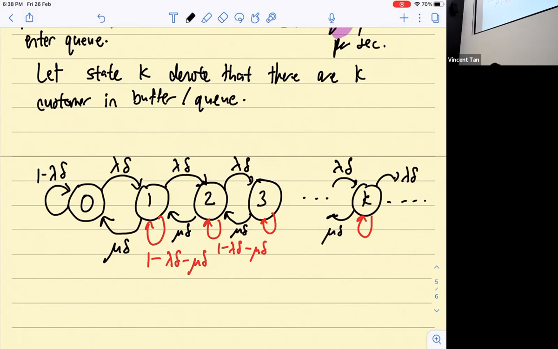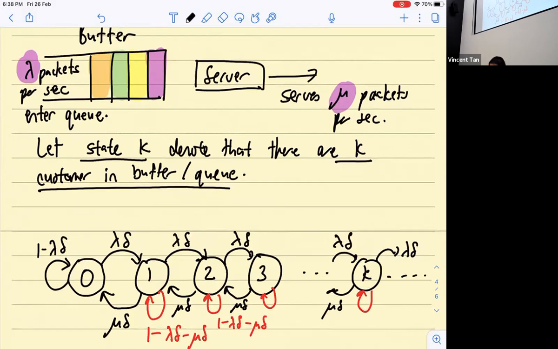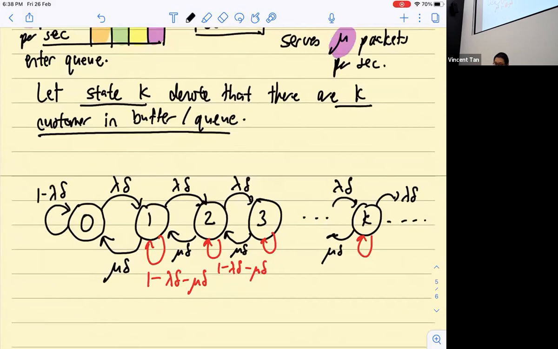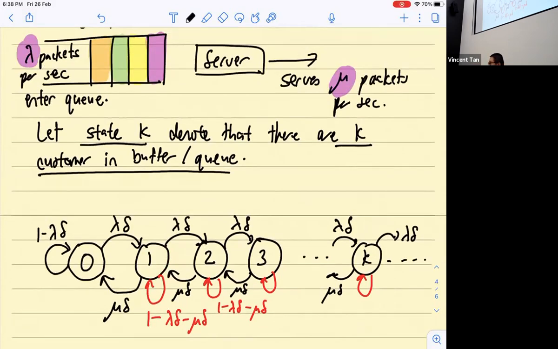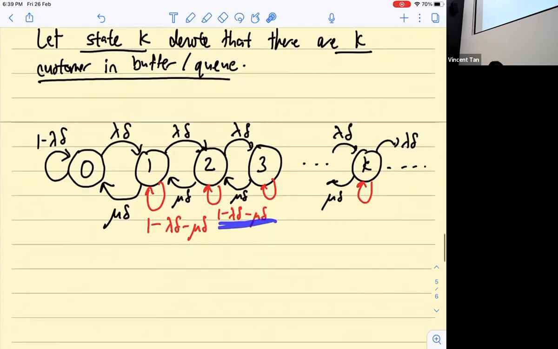So one more time, let me repeat. We let state K denote that there are exactly K customers in my buffer queue. So in this scenario here, I have 4 customers in my queue. What is the chance that I have 5 customers? Lambda delta. What's the chance that this decreases to 3? The person currently being served must finish being served, and the service time follows an exponential mu distribution. So this decrements with probability mu delta. And we remain with the remaining probability.